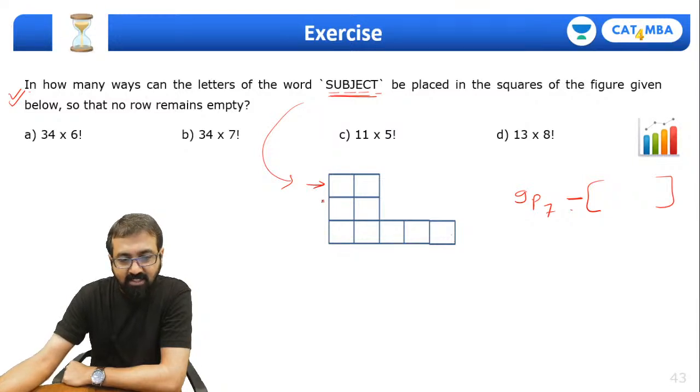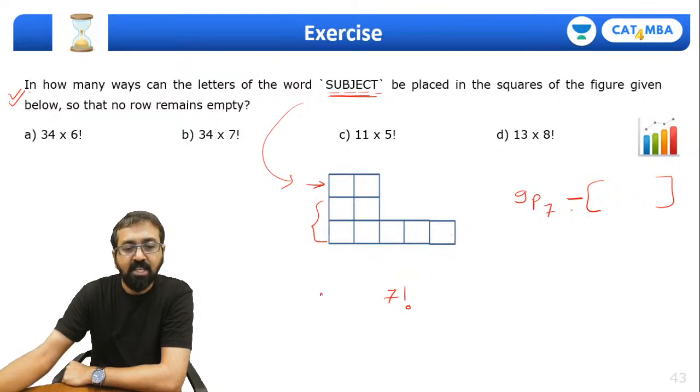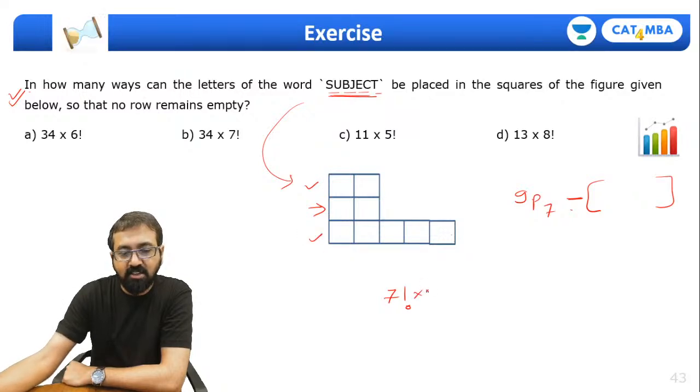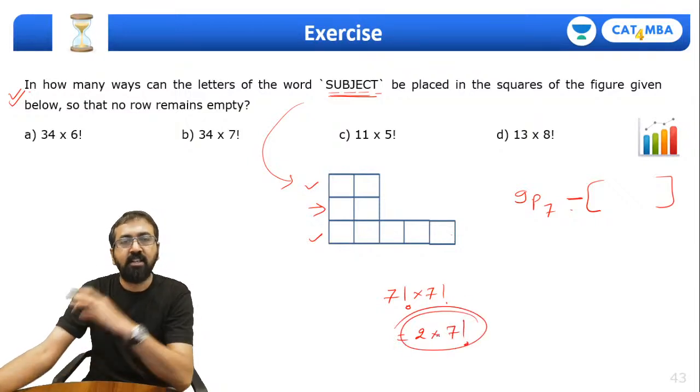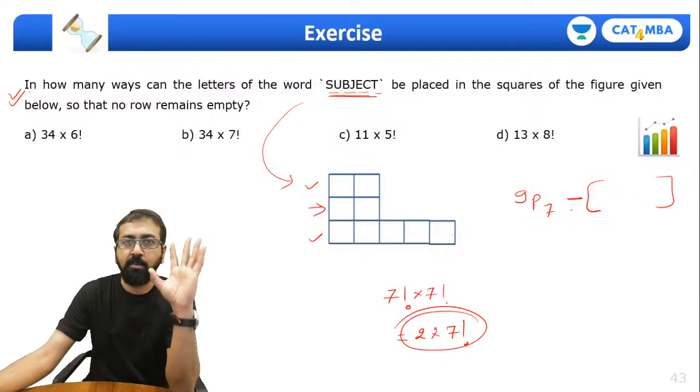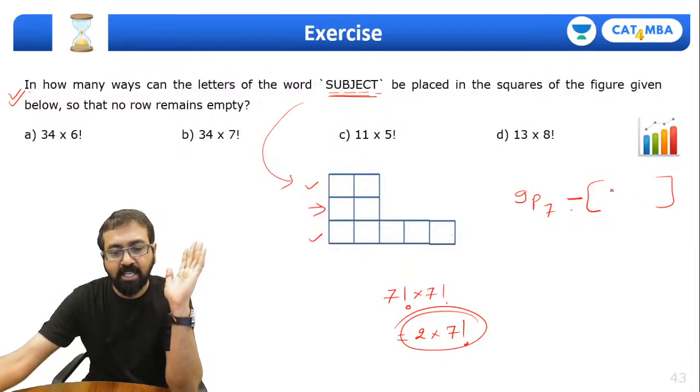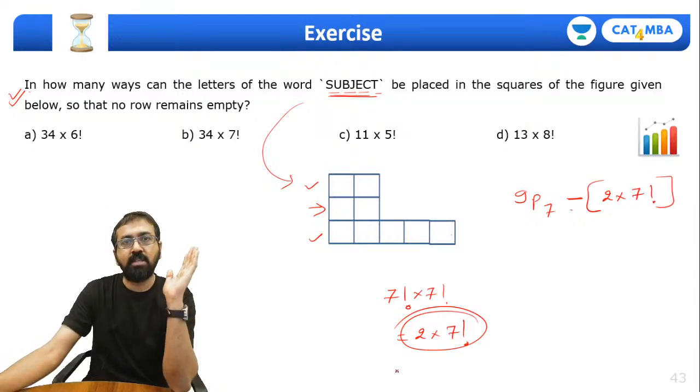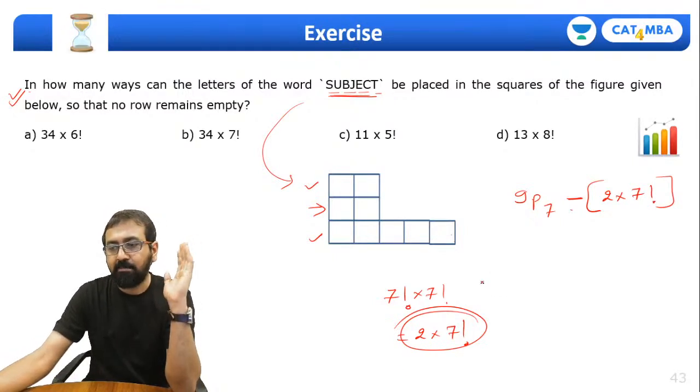Can I say these 7 positions can be filled by these 7 letters in 7 factorial ways? Same way, if we keep this row empty, then this row and this row can again be filled in 7 factorial ways. So the total number of ways will be 2 into 7 factorial. These are the total number of ways in which at least one row remains empty. We need to subtract it from 9P7 and we'll get our answer. So we need to subtract 2 into 7 factorial from 9P7.